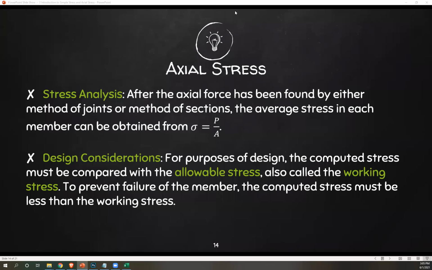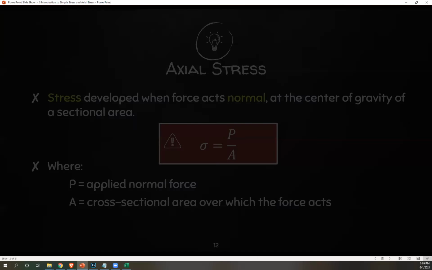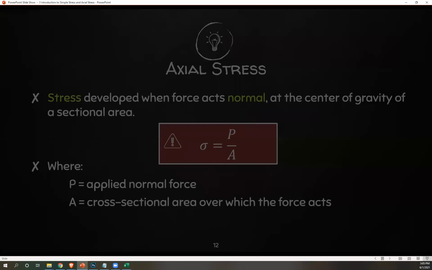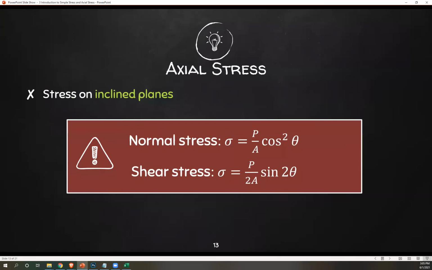Last meeting, we discussed the concepts of axial stress. And we've gotten these equations. Sigma equals P over A, and then your normal stress and shear stress for inclined planes. Sigma being P over A cosine squared theta, and for shear stress, sometimes denoted as tau to denote its shear, equals P over 2A sine 2 theta.